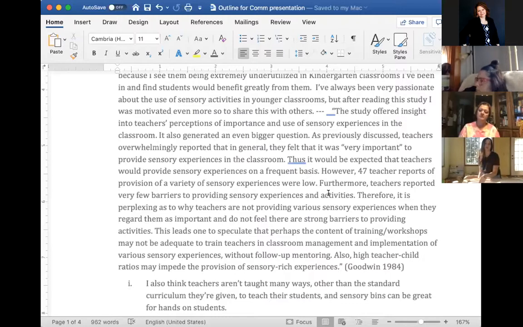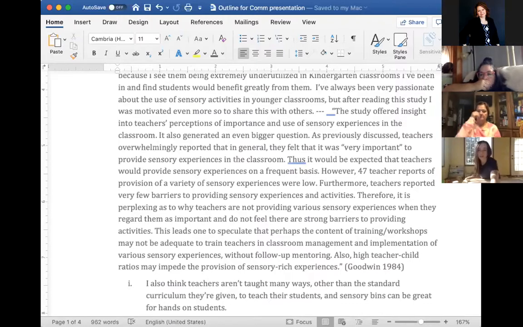Furthermore, teachers reported few barriers to providing sensory experiences and activities. Therefore, it's perplexing as to why teachers are not providing various sensory experiences when they regard them as important and do not feel there are strong barriers to providing these activities. This leads one to speculate that perhaps the content of training workshops may not be adequate to train teachers in classroom management and implementation of various sensory experiences without follow-up mentoring. Also, high teacher-child ratios may impede the provision of sensory-rich experiences.